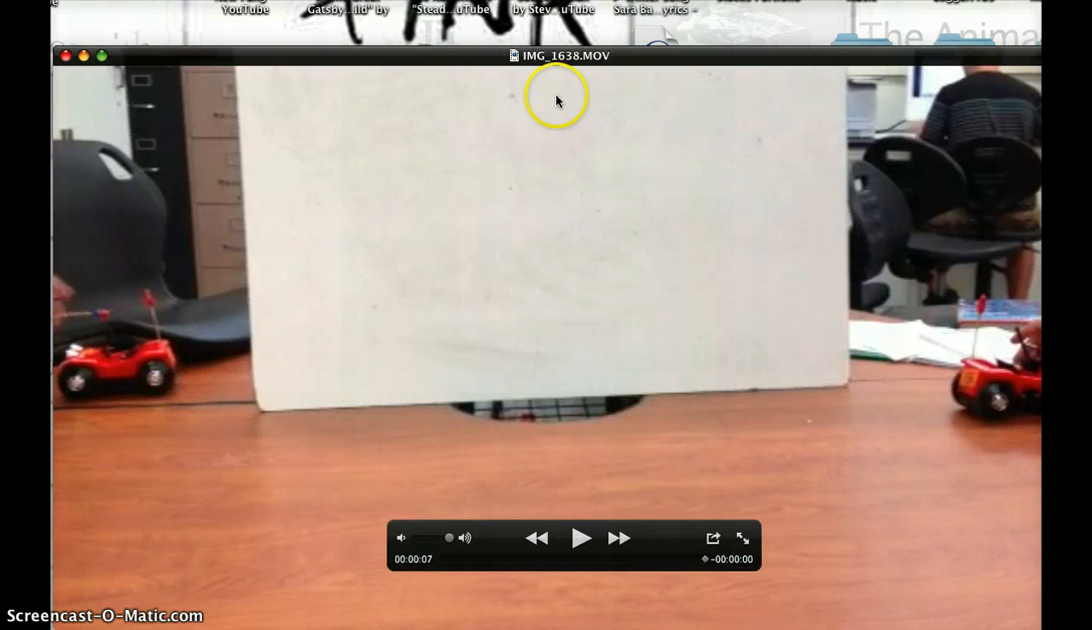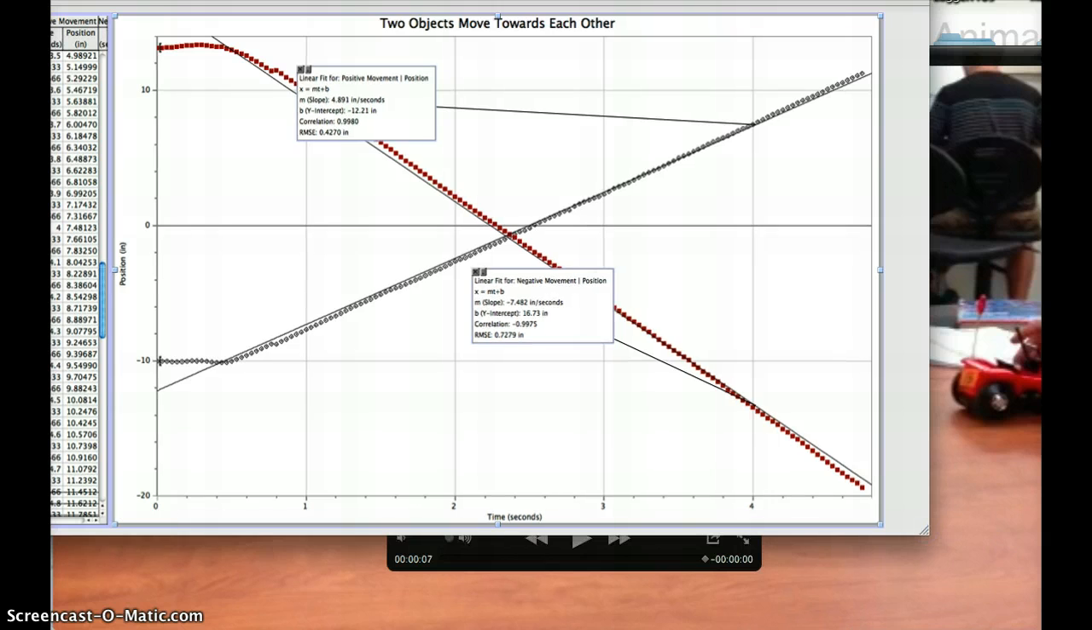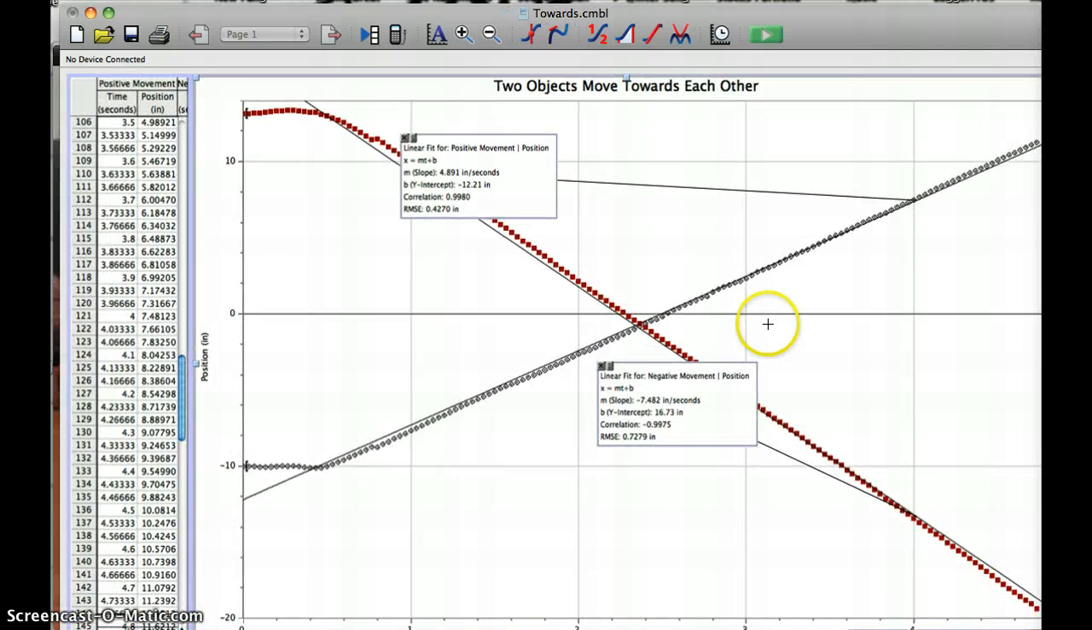So once we have this video and we put it into Tracker, we get the data points from Tracker, plug them into Logger Pro, and then we will get this graph right here, which I'm going to make fit into the screen. One second. There we go. Almost. There we go. So here we have the graph in Logger Pro.